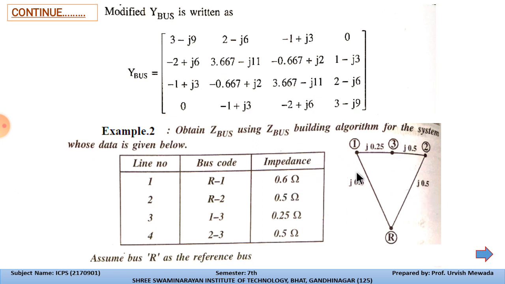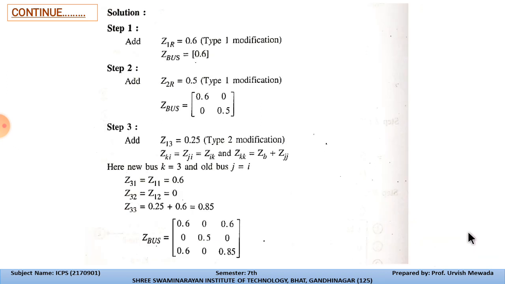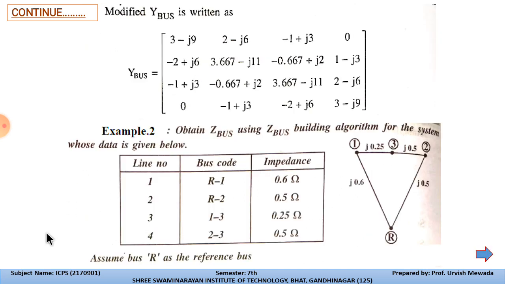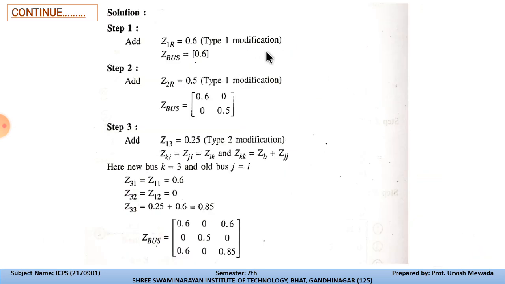So 0.6 is the impedance between R and 1, meaning reference node to 1, and then reference node to 2 is 0.5. Similarly, 1 to 3 is 0.25, and between 3 and 2 it is 0.5. So assume R as the reference bus. Now let us solve this ZBus algorithm step by step. Now add Z1R. So Z1R is 0.6. So 0.6 is a type 1 modification, so ZBus will become only one element, that is 0.6.